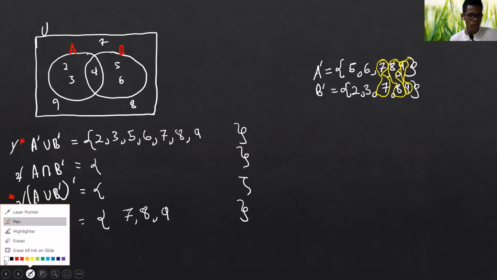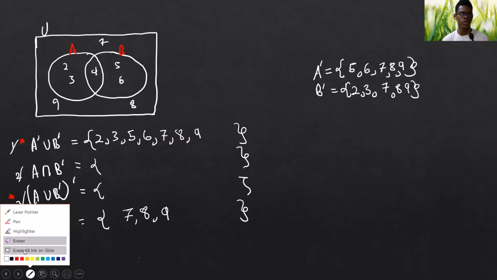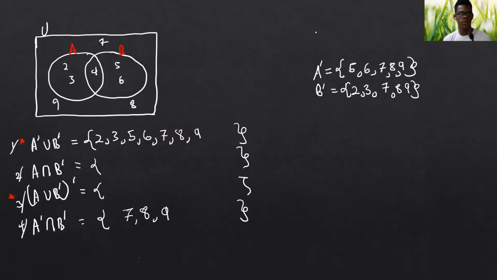Next is number 2. We're looking at A intersect B complement. Again, we have B complement already, so we don't necessarily need to go ahead and write down B complement, but we can write down A and B. We know A is 2, 3, and 4 based on what's in the circle, and B is 4, 5, and 6.